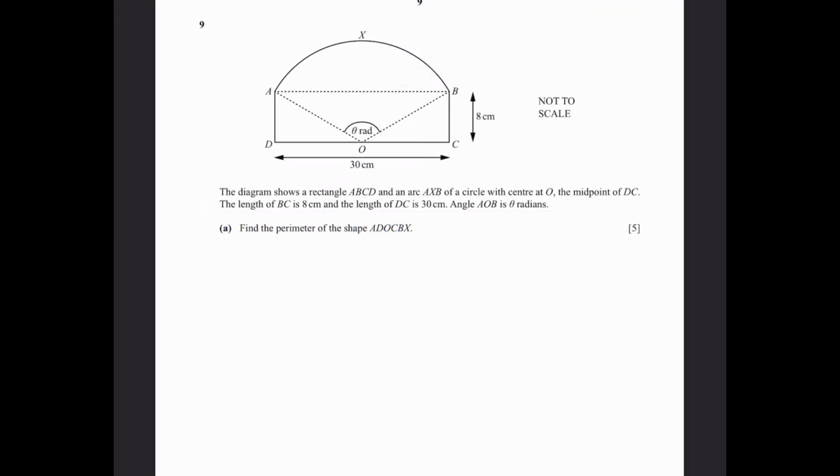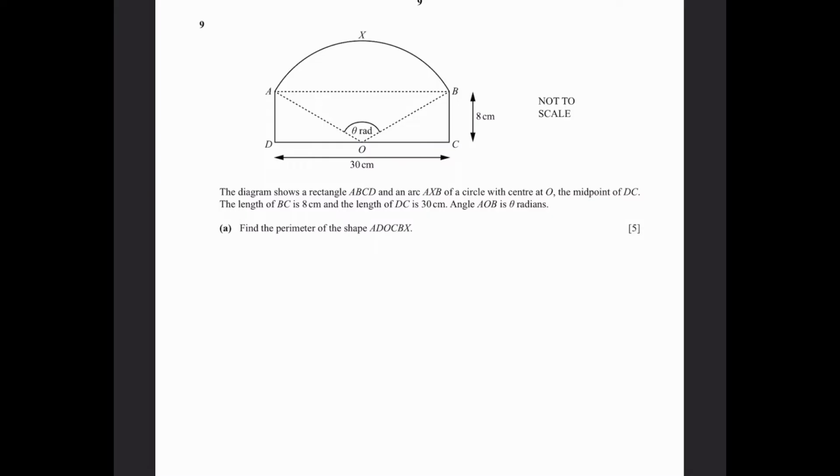Let's start. Question 9. The diagram shows a rectangle ABCD and an arc AXB of a circle with center O, the midpoint of DC. The length of BC is 8 centimeters and the length of DC is 30 centimeters. Angle AOB is theta radians. A. Find the perimeter of this whole shape ADOCBX.